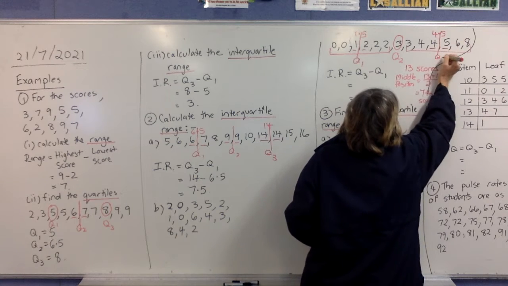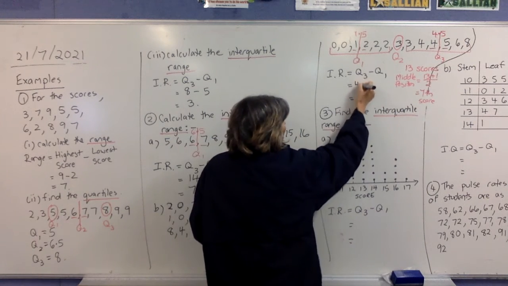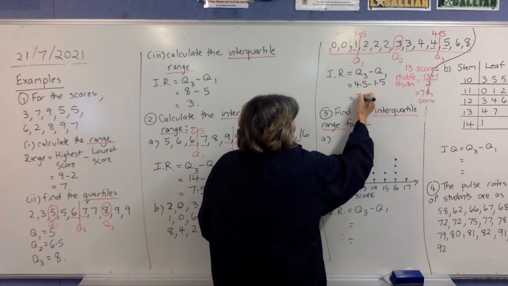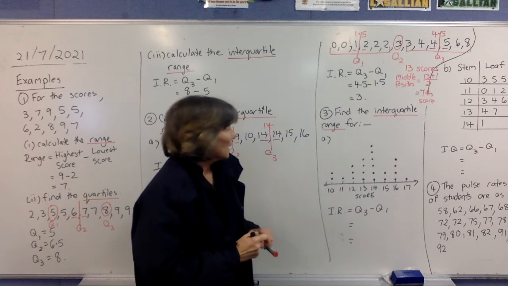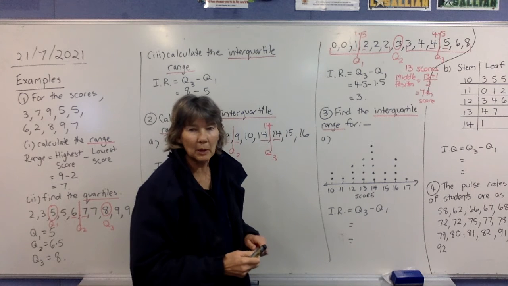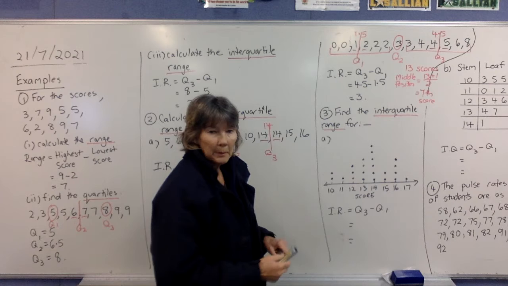And that's our Q3. So we're going to put them in now. We've got 4.5 for Q3. Take away 1.5 for Q1 and you'll get 3 as your interquartile range. Now you can do interquartile ranges for dot plots and for stem-and-leaf plots. So this one's a dot plot and we're going to count up our scores.